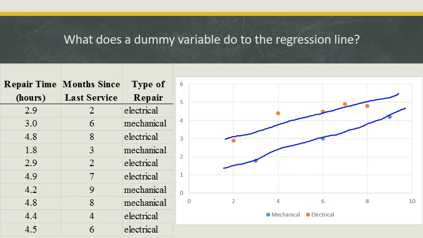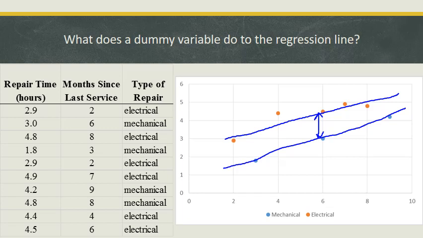Those should be parallel lines. The vertical distance between these lines represents the difference between mechanical and electrical repairs. And in the regression output, it will be the slope coefficient of the indicator variable. But first we need to make the indicator variable.